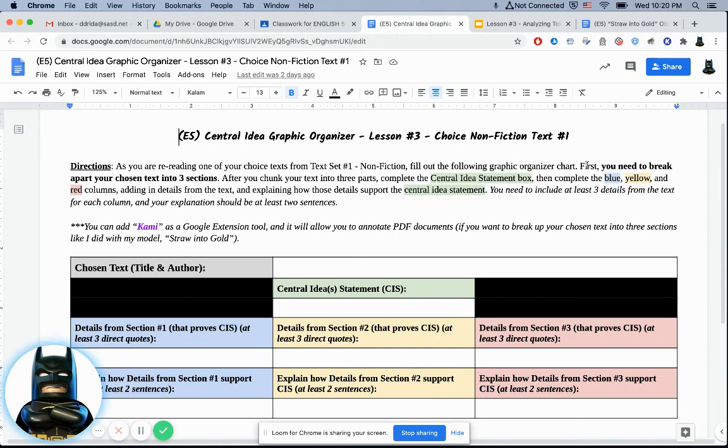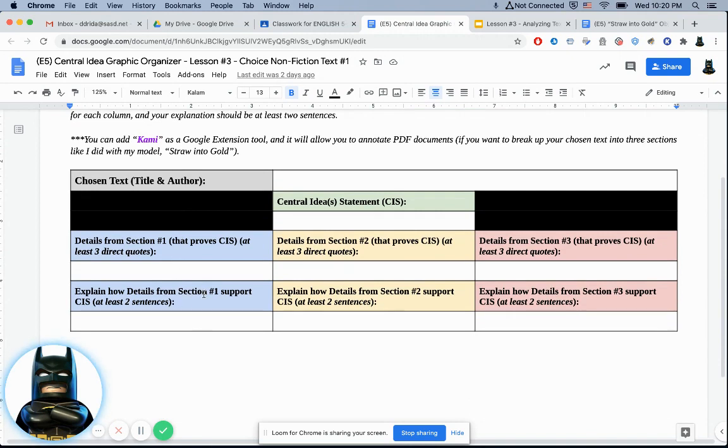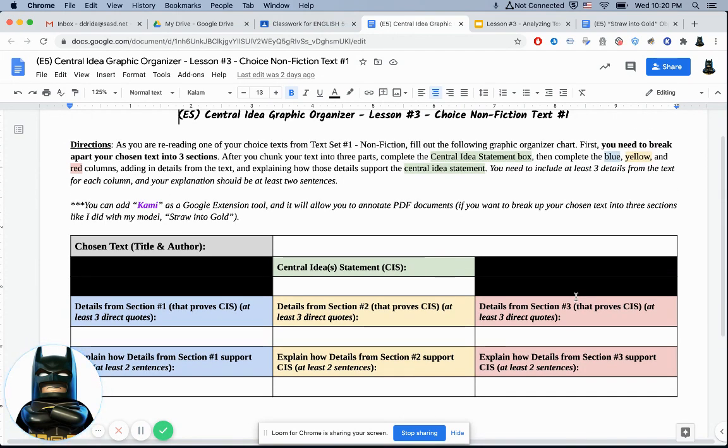I have in the directions too, I added this because I'm not there to break apart whatever option you picked into 3 parts. I'm suggesting that you go back and try to break up your own chosen text into at least 3 sections so that you can kind of get organized and see, okay, where's my beginning, my blue section going to be, my middle section, the yellow, and then finally my end section, the red. So that's an idea that you should start with.